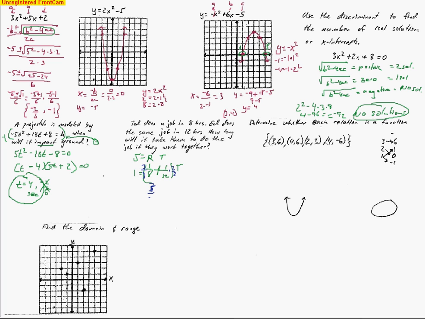3/24. Let's fix that real quick. And then the other one's going to end up being 2/24. I was getting ahead of myself, because I know those add to make 5/24. And that's the rate at which they're doing the job.